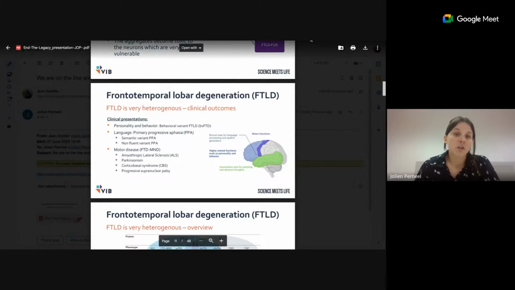So this is why individuals with FTD present with personality or behavioral issues, which we call behavioral variant FTD, or language issues, which we call primary aphasia, or can also present with motor disabilities, which include ALS, but also other forms of motor deficits.